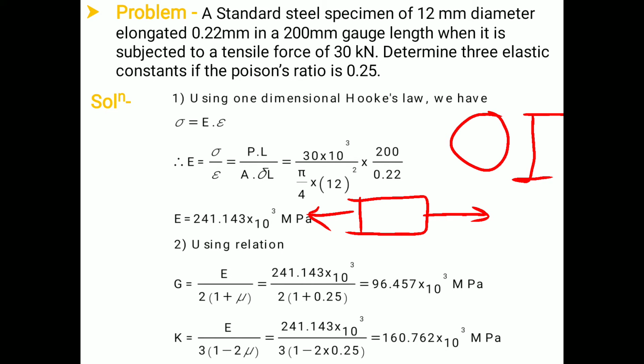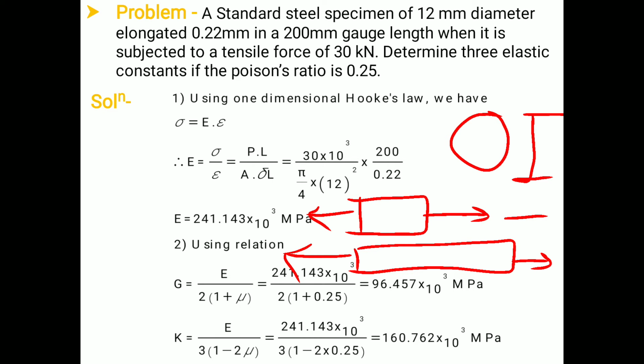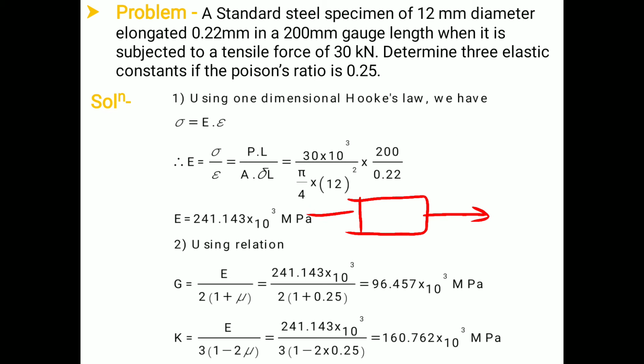Due to the application of this tensile force, the bar will get elongated in this manner. Therefore, we have an elongation of 0.22 mm. We are going to determine the value of the 3 elastic constants. It means that we have to determine the values of E, G and K from the given data. The Poisson's ratio given in the numerical is 0.25.